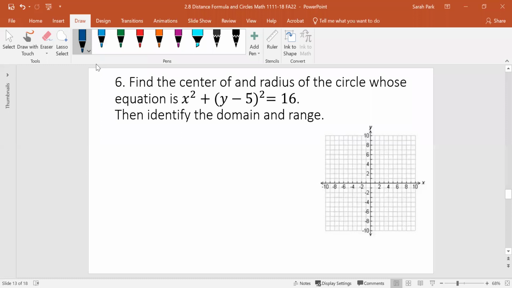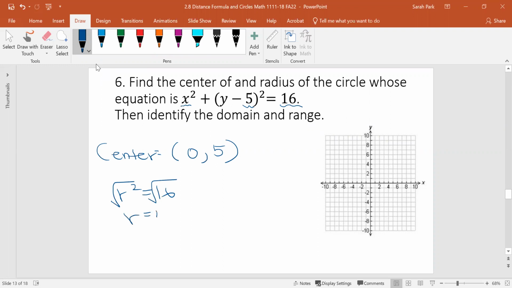Okay, so number 6, we got x² + (y − 5)² = 16. The center: you see there's nothing being subtracted from the x, so the x value of the center is 0. The y value of the center is 5. And we have 16 as our r². And so let's take the square root, and r is equal to 4. So we got our center, (0, 5), r is 4. So let's graph that so that we can determine the domain and range.